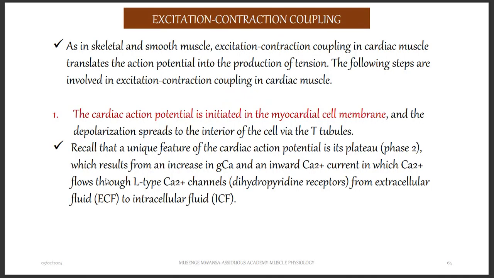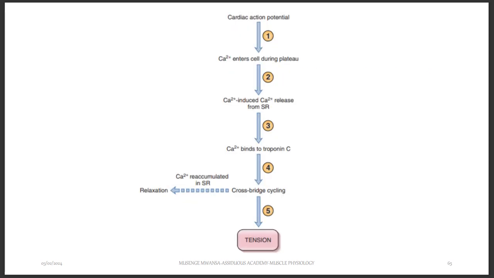So you can see that on the T tubules you have the L-type calcium channels, which are known as the dihydropyridine receptors. From the dihydropyridine receptors, calcium is able to enter from the extracellular fluid into the intracellular fluid. So you first have a cardiac action potential, which can be generated by the pacemaker, and then calcium is going to enter the cells during the plateau phase.